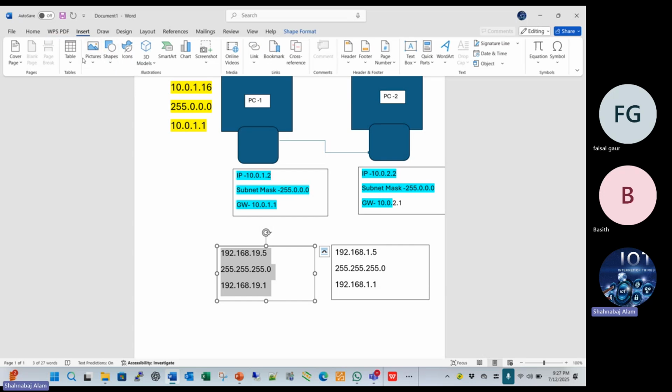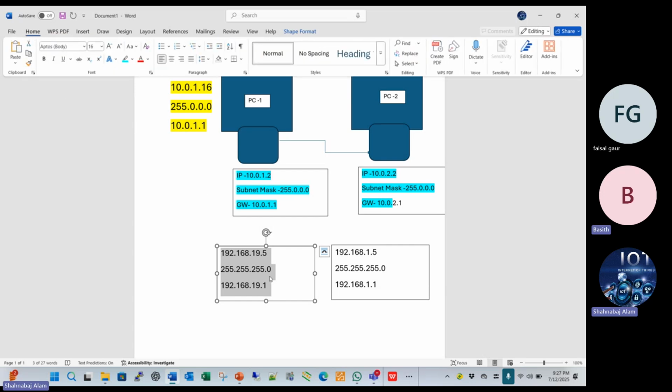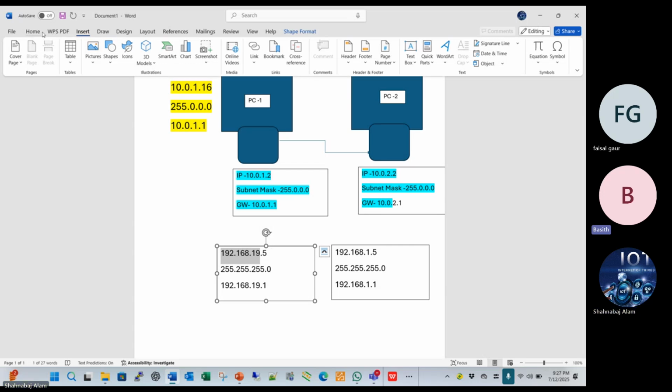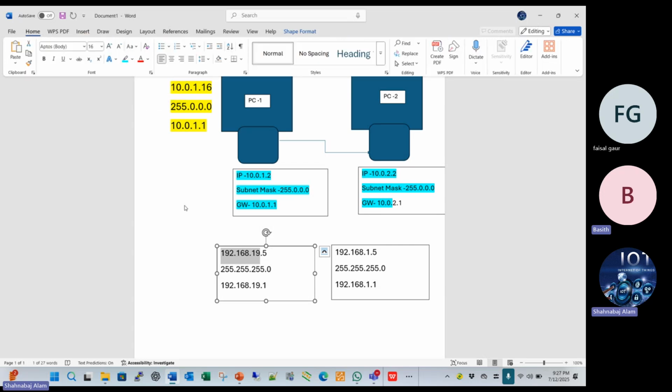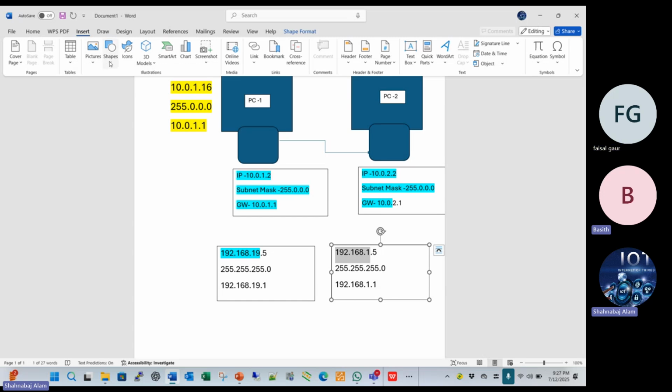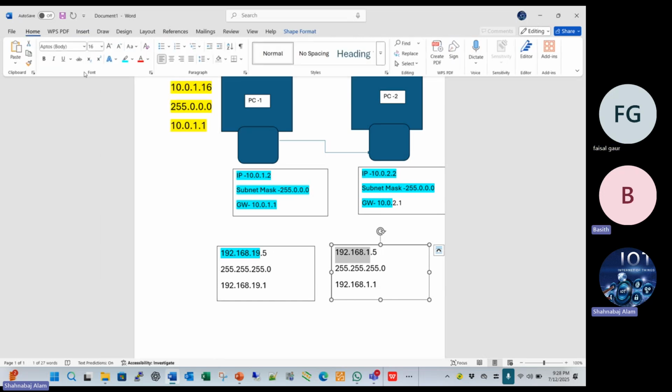Right, you understand now. Because now there are three network IDs. The three network IDs should match from one PC to another PC, source to destination. Then it will communicate. But both are not matching, right?